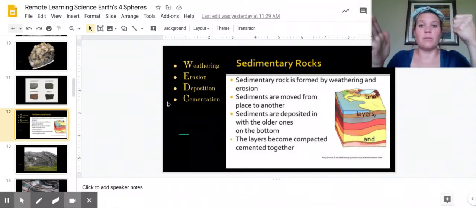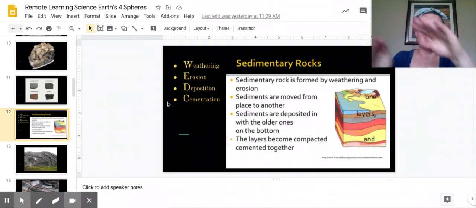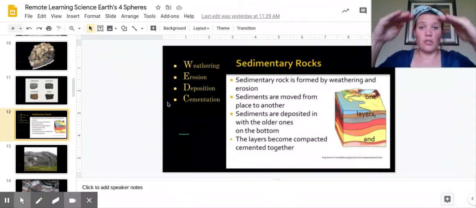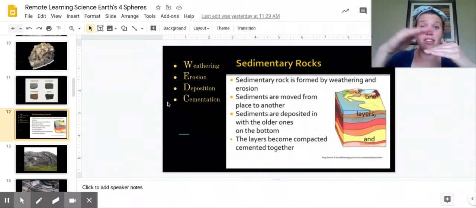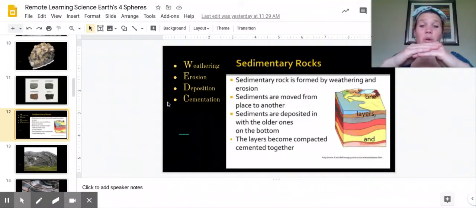So the rock has been weathered or broken into pieces, carried away or eroded, and then dropped off or deposited somewhere. Wherever it's deposited, it's usually going to stay there, and then other sediments get dropped off or deposited above it, and more and more over hundreds, thousands, millions of years, and that layer at the bottom is now under lots of pressure, and it's cemented or compacted or pressed together, and that's the cementation process.